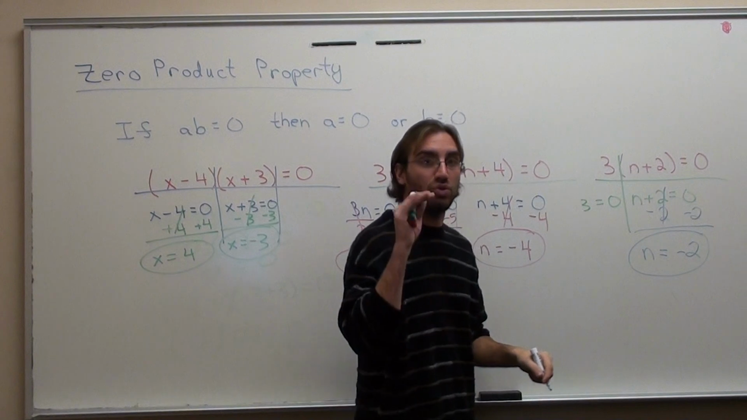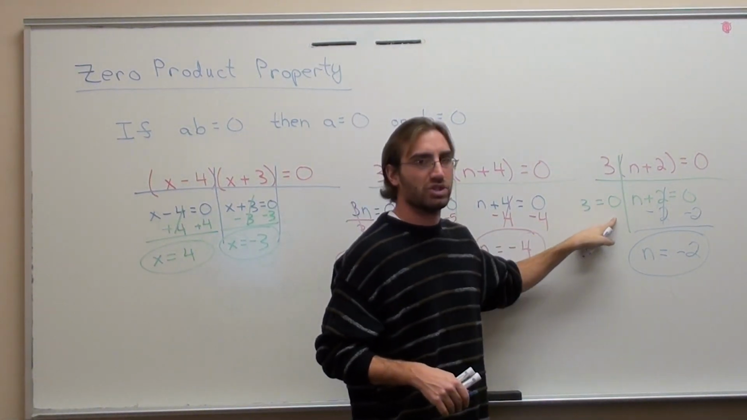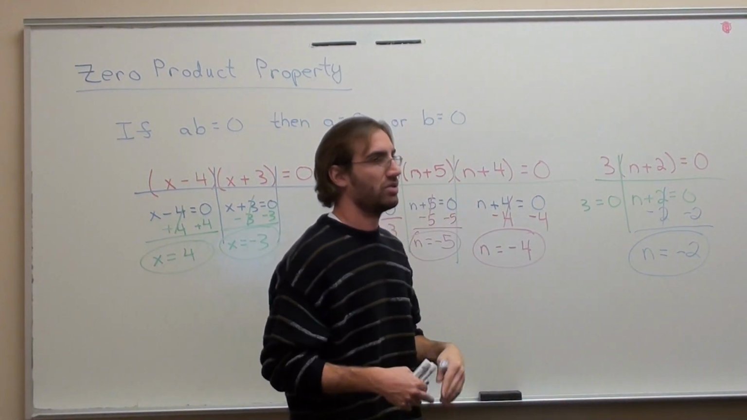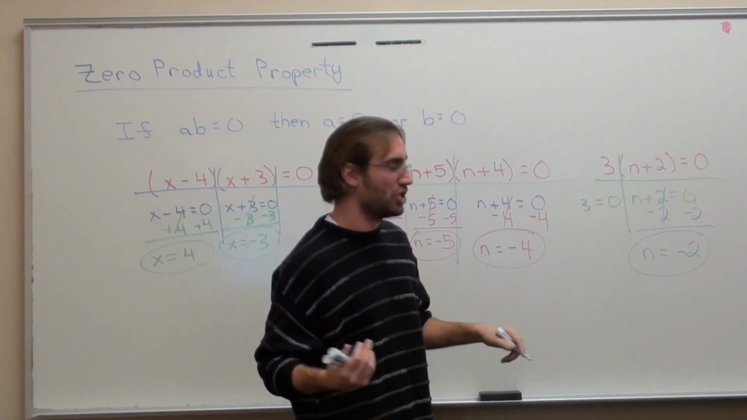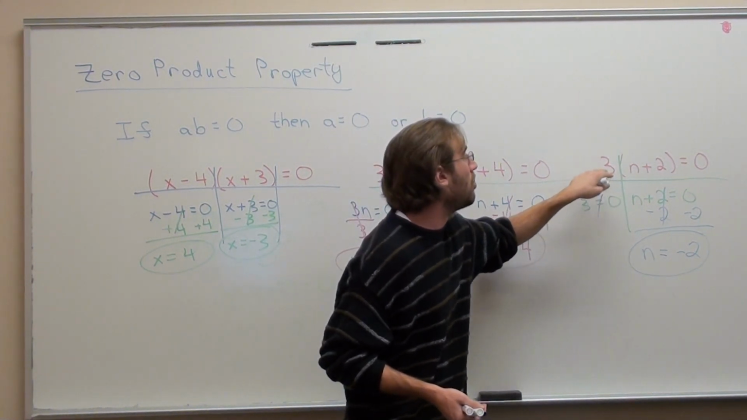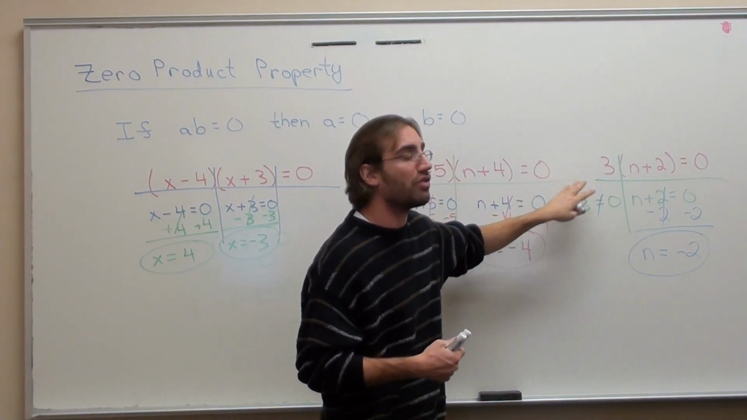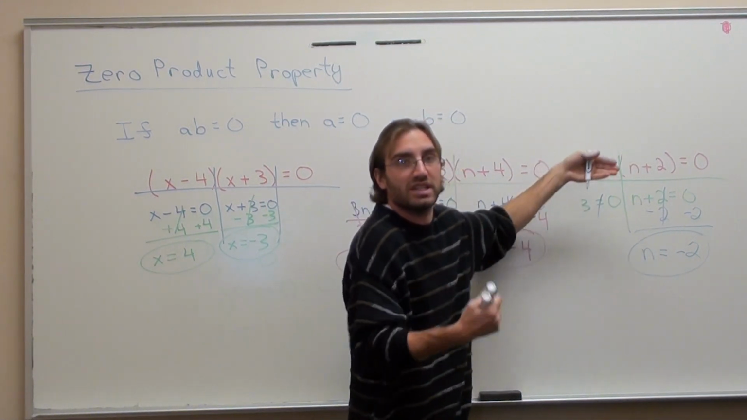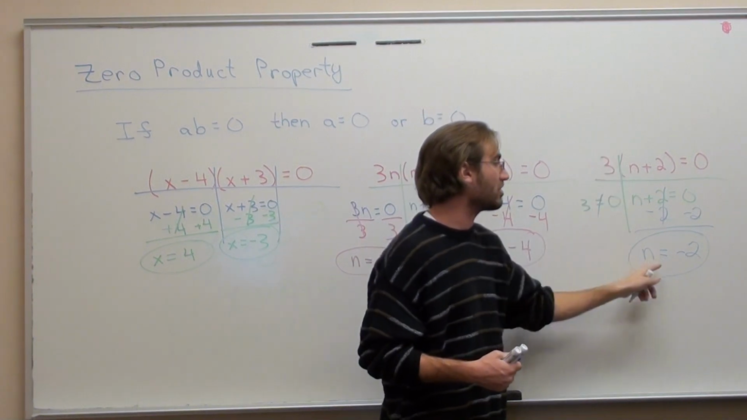n equals negative 2 will work. 3 does not equal 0. It's an arbitrary case. So I say, it's garbage, and no, you can't use it. It's not 3 and it's not 0. There's no n value or no variable to solve for here, so this is arbitrary. It doesn't even work. Don't even use it. The only answer is negative 2.